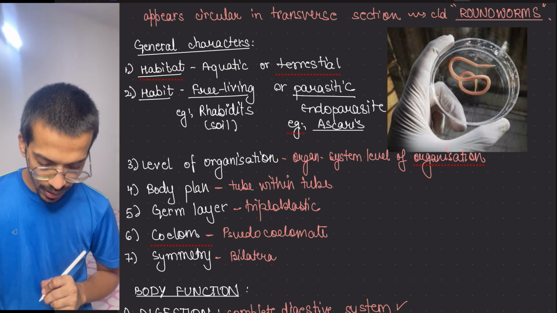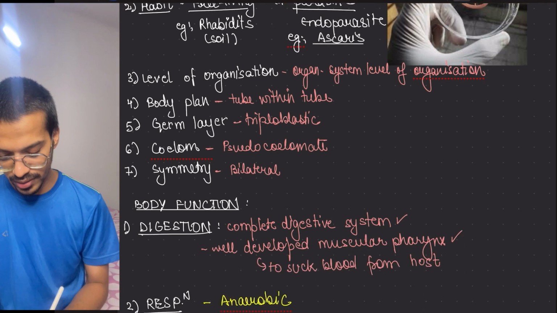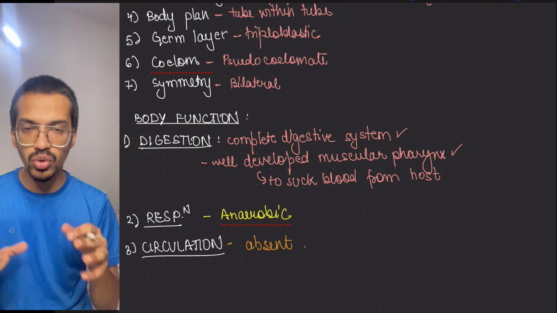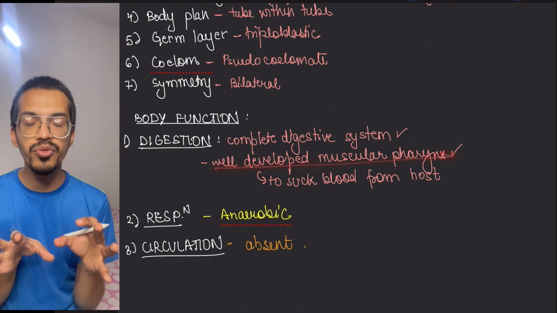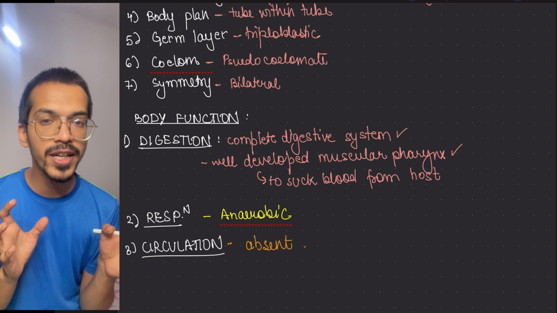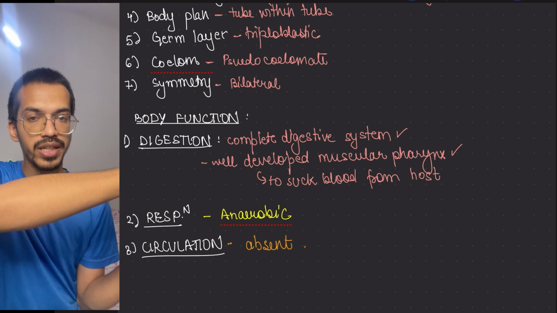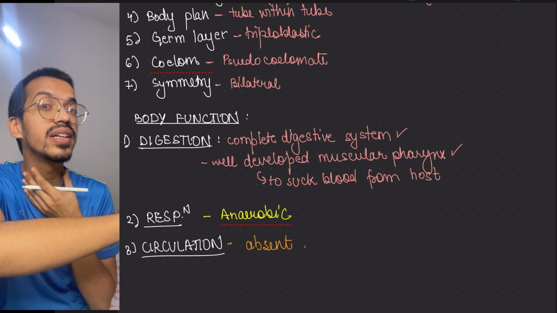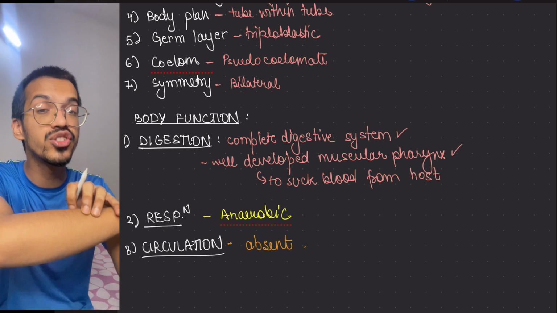Bilateral. Okay, now comes the body functions. Digestion: a complete digestive system is present. A well developed muscular pharynx is there, because through the pharynx only they grab the host body and keep on sucking their blood. So imagine like this. That pharynx is much needed there.